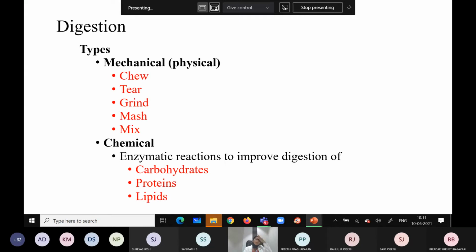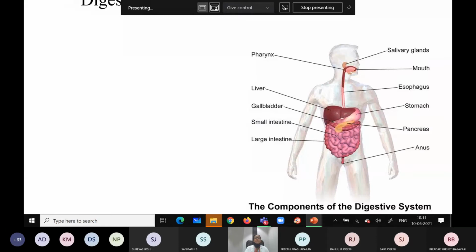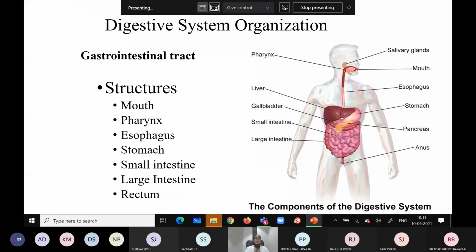So there are mechanical digestion and chemical digestion. In mechanical digestion, chewing, tearing, grinding, mashing and mixing occur. In chemical digestion, enzymatic digestion occurs. I hope all the classes have covered the function of gastric juice and pancreatic juice. In that you have learned in detail the enzymatic reactions for the digestion of carbohydrates, proteins and lipids in various parts of the GI tract. So you know already this, it is from mouth to rectum.